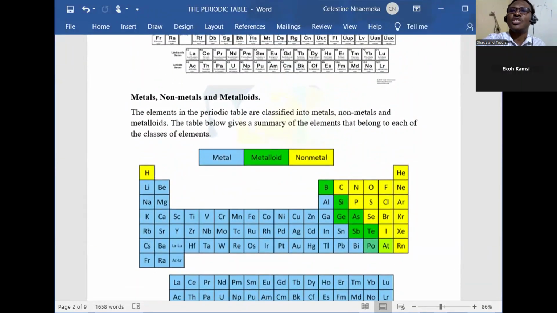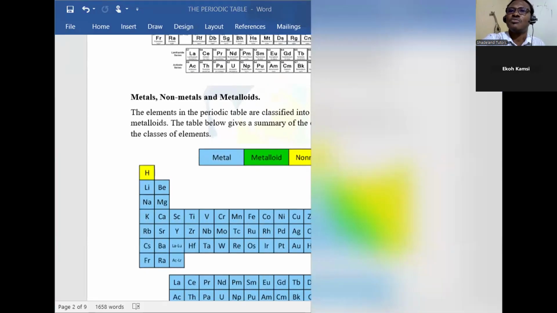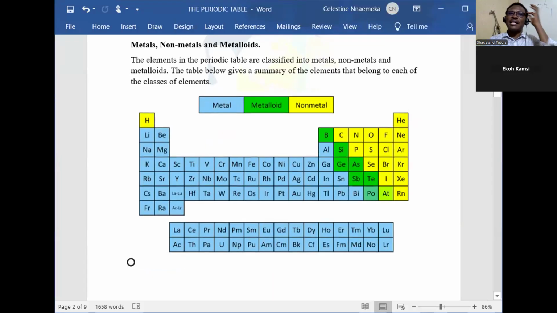Now, let me just give you one instance. Let me move this. Now, look at this. Can you see this? Metals, metalloids, and non-metals. Can you see that? If you look at that, you see that hydrogen is still in group 1, isn't it? But does it look like the group 1 elements? Aha. Now you understand what I mean.